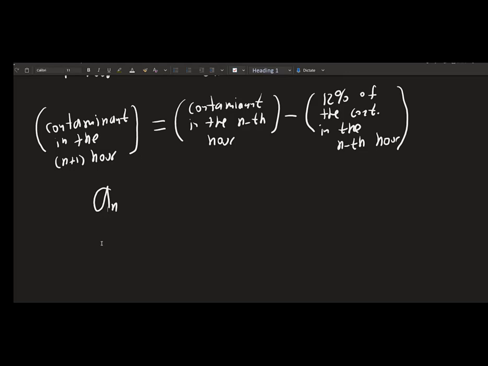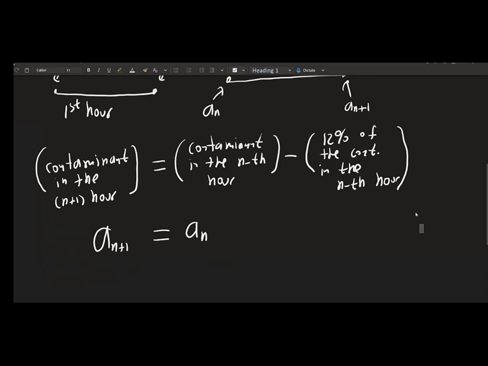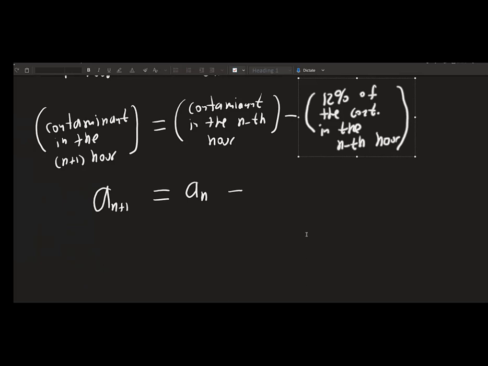Let's give it a second there to update. And that's equal to the contaminant at the end of that N hour, which is AN. So it's going to be AN minus this 12% of the contaminant there at the end of that hour. So it's going to be minus 12% of that. That would be 12% of AN, which is going to be 0.12 AN. Okay, so let's simplify things out here.